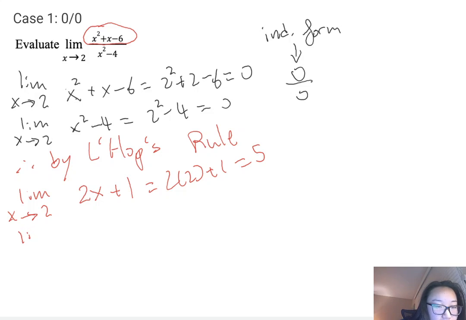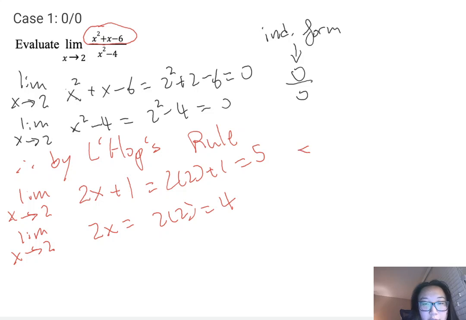If we repeat that process with the denominator, we get the limit as x approaches 2 of the derivative of x squared minus 4. That gives us 2x, so 2 times 2 equals 4. As you can see, our new fraction is 5 over 4. Because we took the derivative, we went from 0 over 0 to 5 over 4, and this is actually a real answer.